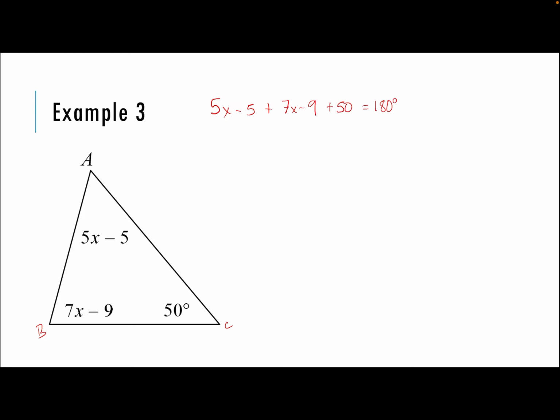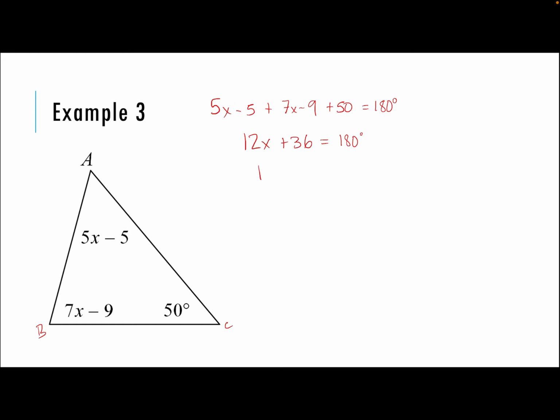So on the left side of the equation, we are just combining like terms. So negative 5 minus 9 is negative 14, and negative 14 plus 50 is 36, and 5x plus 7x is 12x. So we get 12x plus 36 equals 180 degrees.